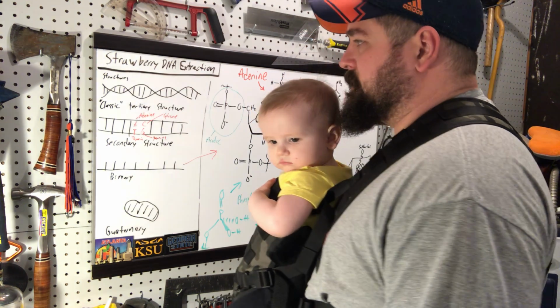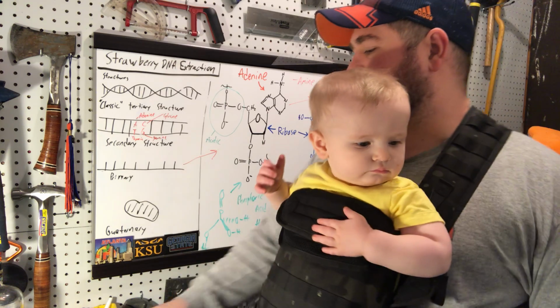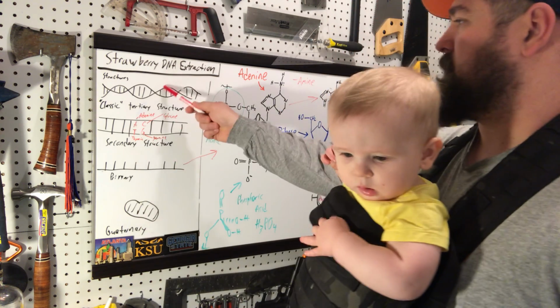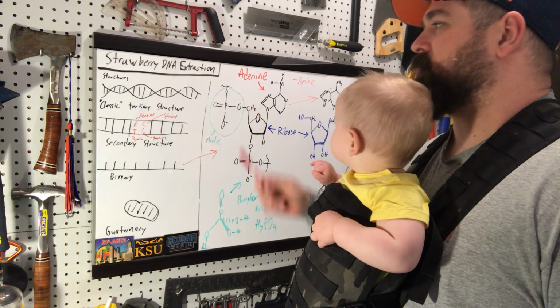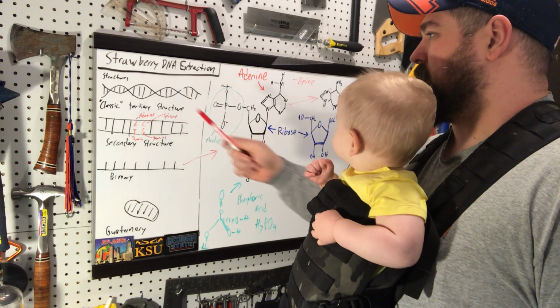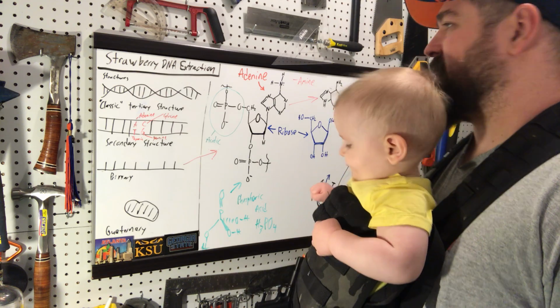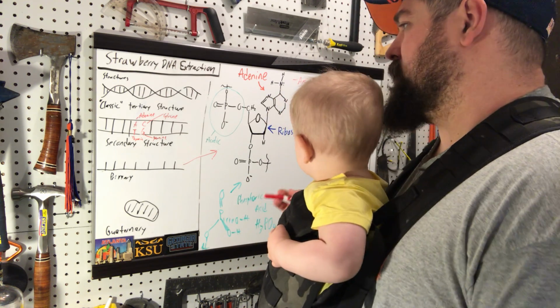So for starters here, we've seen these classic drawings of DNA right here. This right here is called the tertiary structure. I call it the classic structure, Hollywood structure, but it's a double helix where it has like the little ladder looking rungs. That's what they normally show like in the Hollywood movies because it looks cool.